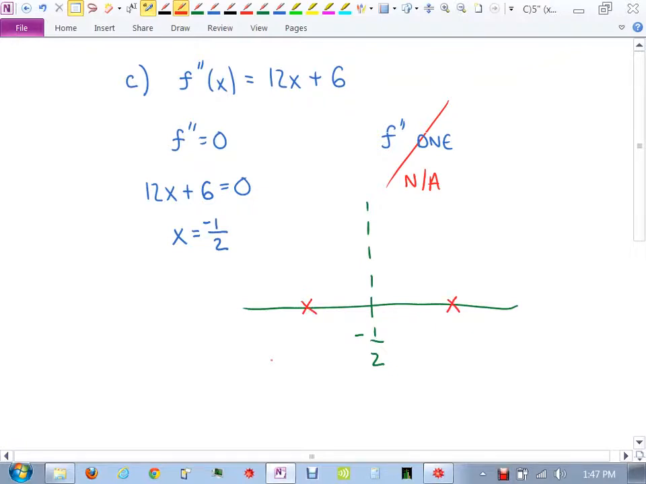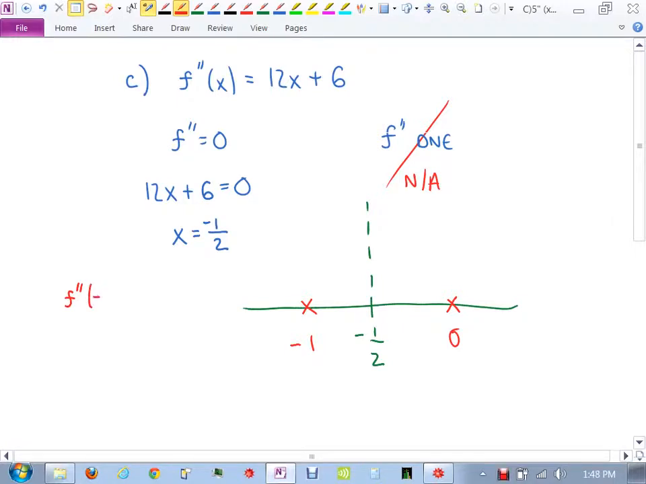What's a good number to the left of negative 1/2? Negative 1? What's a good number to the right of negative 1/2? 0 or 1 or 2 or 3 or pi or e. Doesn't matter, any number, right? But try and pick something that you think is going to be easy to plug in. Now, where am I going to plug these in? Into the second derivative. Because remember, second derivative tells you if you're smiling or frowning.